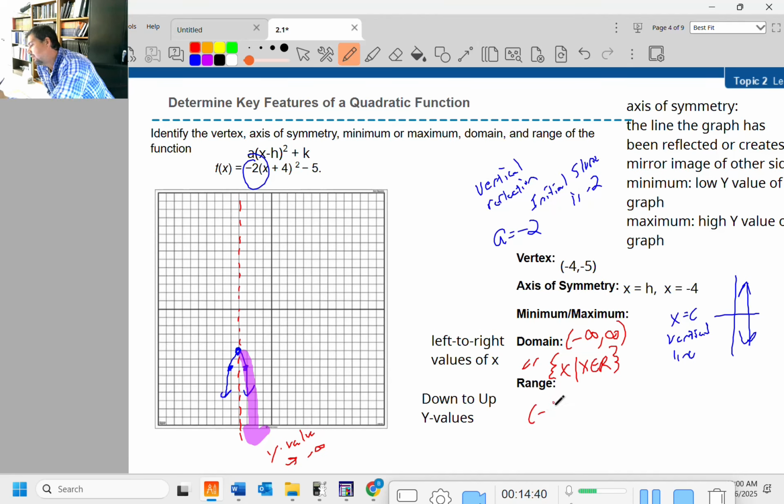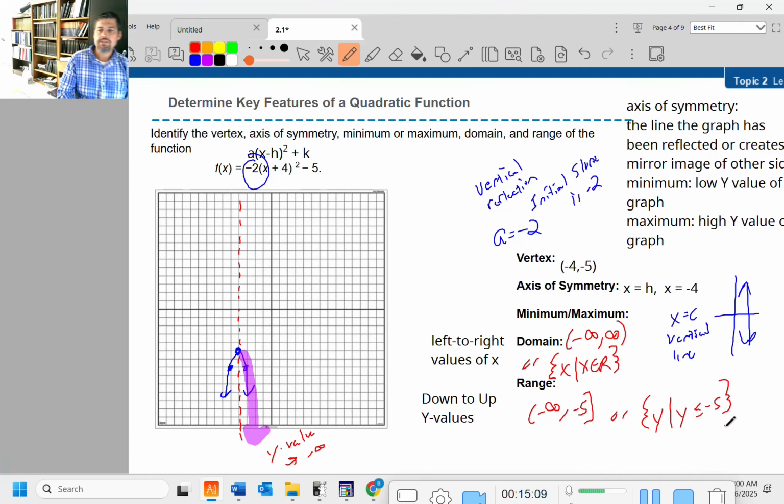So the range starts at -infinity, and if we think about going backwards, climbing up to here, the y value here looks to be -5. Now, I'm going to put a bracket on that -5 because a bracket means it's a solid dot, it's a real value, it's not an idea like infinity. Or, if you're a set builder fan, all values of y such that y is less than or equal to -5. Easy peasy lemon squeezy, right?